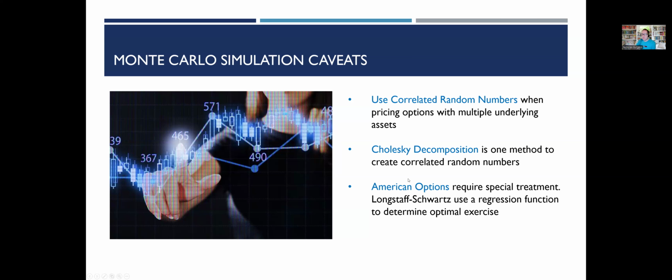And then the other thing to say is that American options require special treatment. Whenever you have multiple possibilities of exercising, which is quite commonly the case because you can exercise at any point in time, not just at maturity, then you need an adjustment. The Longstaff-Schwartz approach uses a regression function to determine optimal exercise. And that's a further adjustment that we need to make. So you have to be aware that American options need special treatment, and Longstaff-Schwartz suggests using a regression function as one of many approaches. So just to be aware of that.